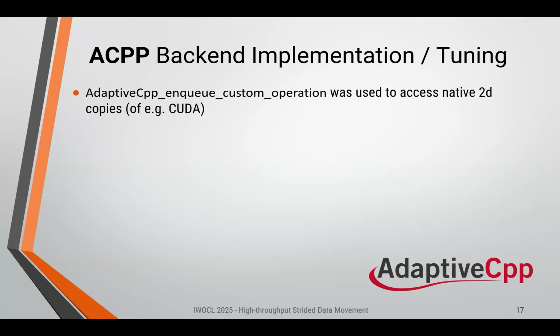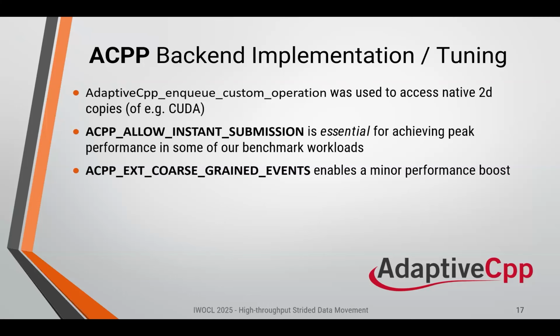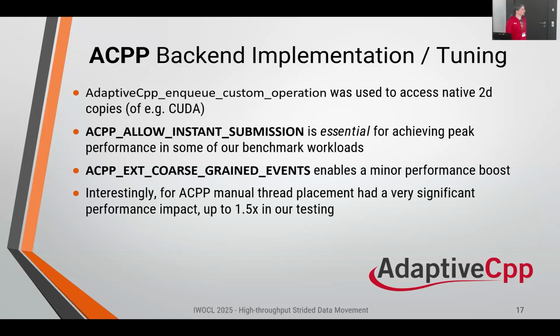For AdaptiveCpp, we use the queue custom operation to access the native 2D copy API, which was interesting because then we can directly compare the performance of the native one versus the one provided by the SYCL extension. And well, very important, ACPP allow instant submission. At the beginning, I was wondering why ACPP is twice as slow compared to DPC++. That's not my general experience at all. And it was because we didn't have allow instant submission. And coarse-grained events also helped in some cases.